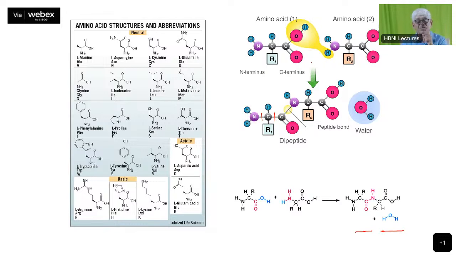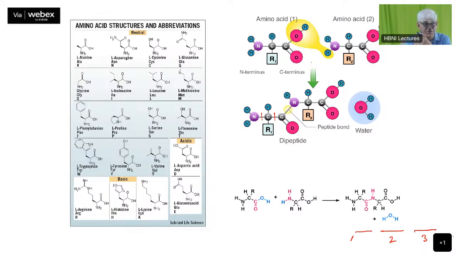Typically, the numbering of the amino acid residues goes from the N terminal to the C terminal. So if I say this is number 1, this will be number 2, and if it goes further, you will have number 3, number 4, and so on. So numbering of the amino acids in a peptide or a polypeptide chain goes from the N terminal to the C terminal. Now, what are these various R groups?